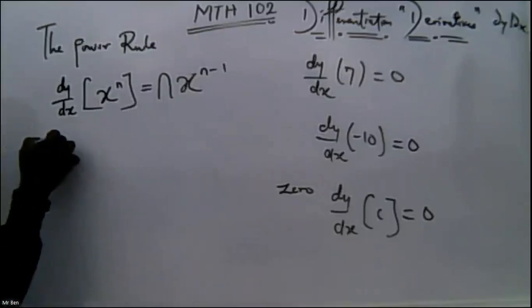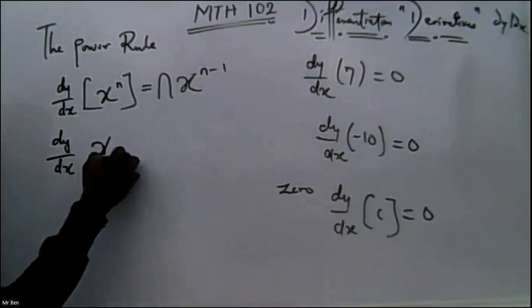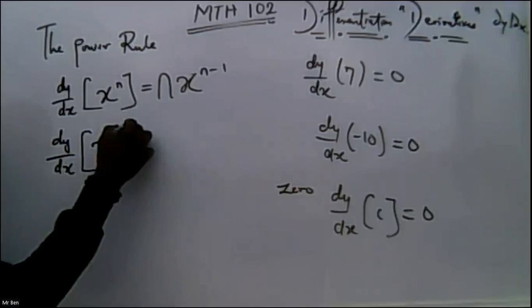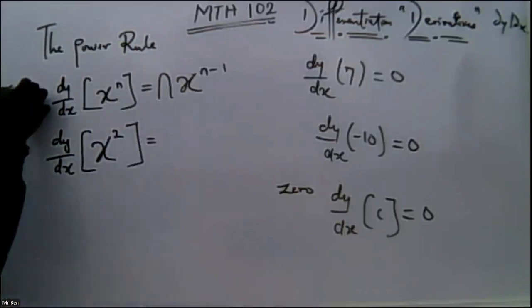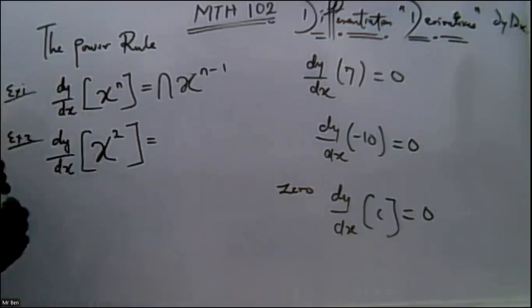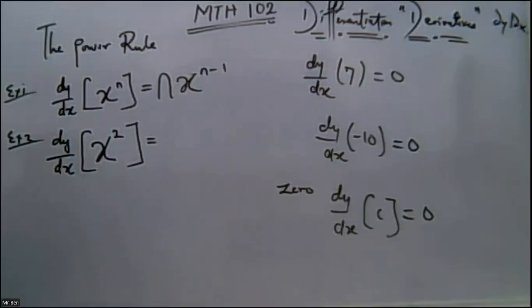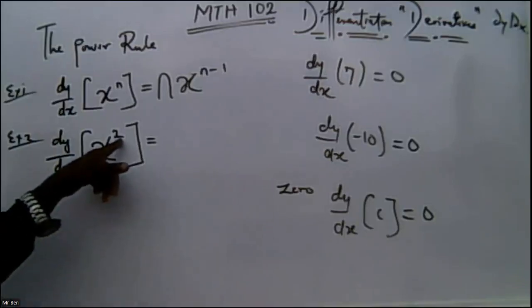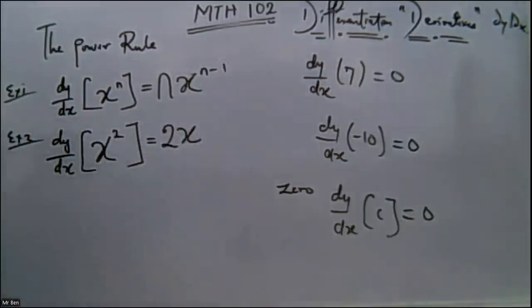Find the dy/dx of x raised to power 2. We have started differentiation. Let me say this is example 1, and this is example 2. Example 1, example 2. Let's differentiate this term. To differentiate this term, you multiply this 2 with this x. It will give us 2x.